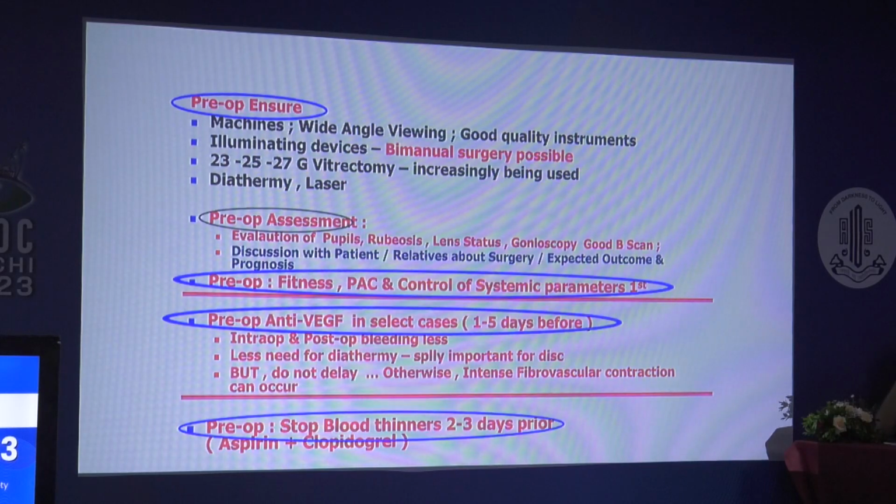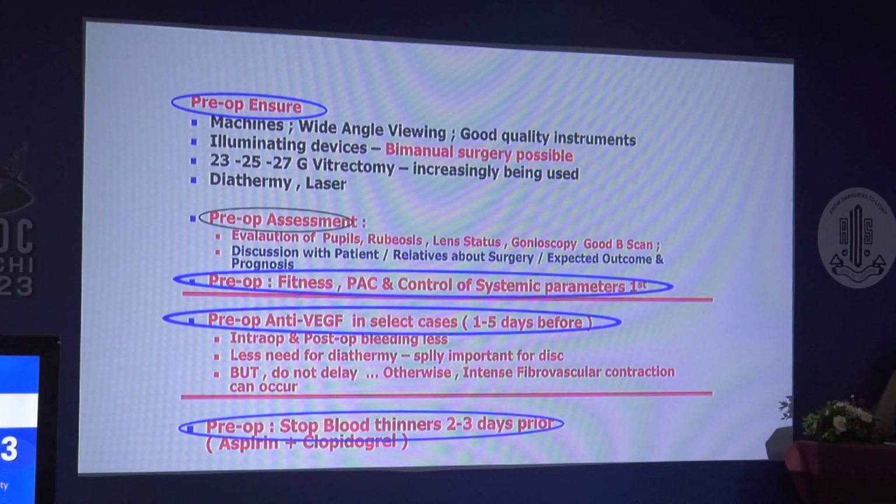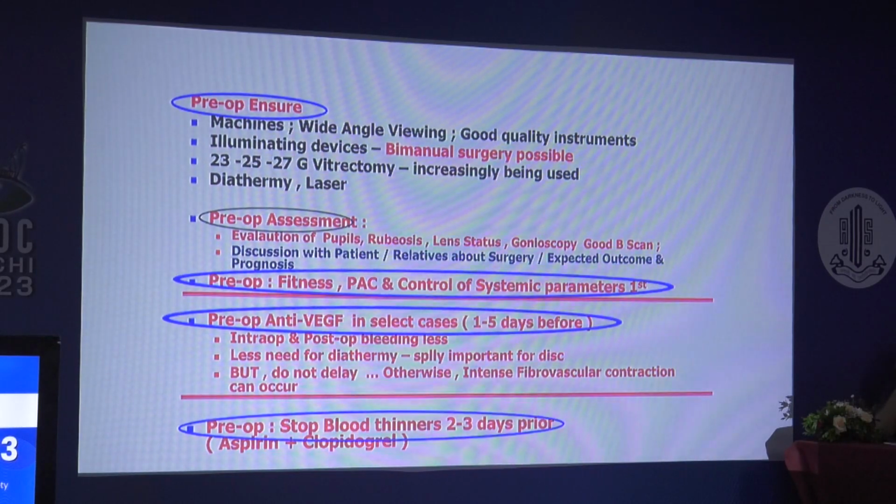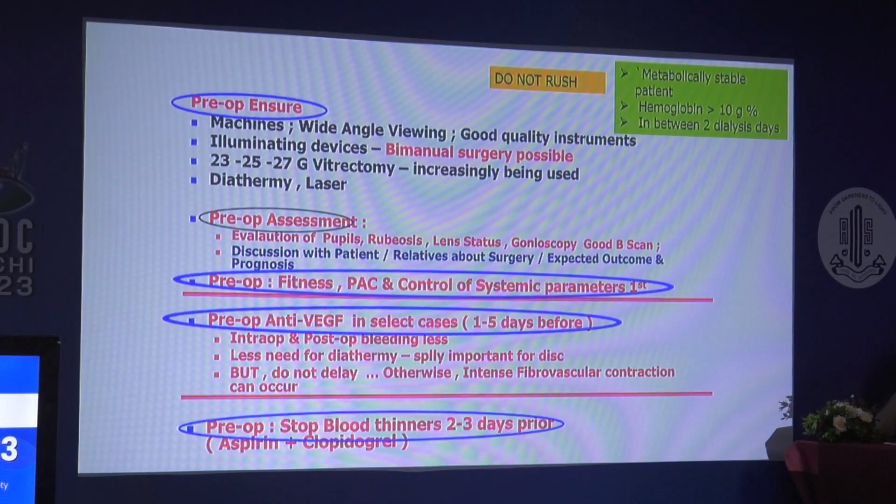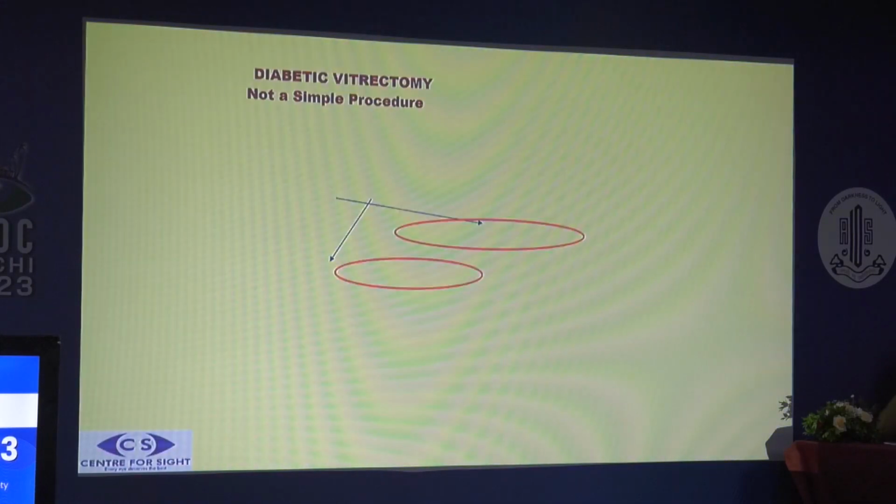And I like to stop blood thinners in all these patients at least 3 days before, especially if they are on two blood thinners like aspirin and clopidogrel. But a metabolically stable patient is always welcome, and if the patient is on dialysis, then in between 2 dialysis days you should try to do surgery.